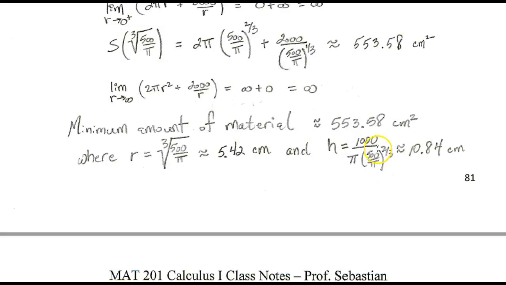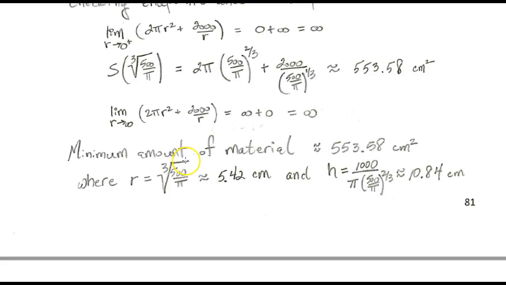So the maximum amount of material that you would need to use is, that should say minimum. Yeah, it does. The minimum amount of material you would need to use is 553.58 square centimeters, or this exact value, where r is the cube root of 500 over pi, which is about 5.542 centimeters, and h is 1,000 over pi r squared, so the cube root of 500 over pi squared. Put that in your calculator. It comes out to be about 10.84 centimeters.